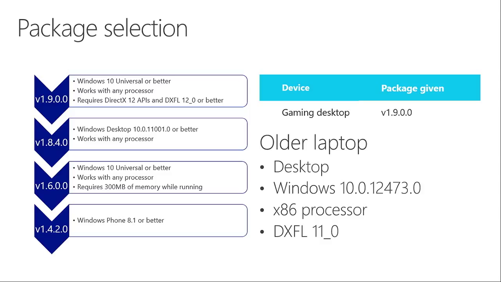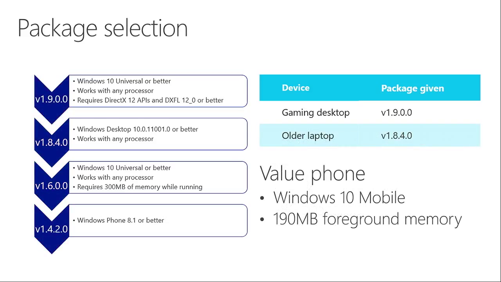Older laptop. So this one is a different version of Windows, 12.4.73. It's got an x86 processor. And a lower version of DirectX. So you can see here the store's not going to deliver you 1.9. That needs DirectX 12. So actually, 1.84 is a pretty good match. Yeah, that's great. It's higher than the minimum version. So 1.6 is a good match, and 1.42 isn't because it's phone only. So that one, of course, will get 1.84.